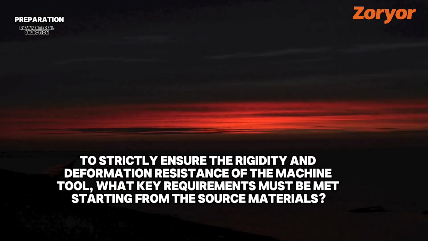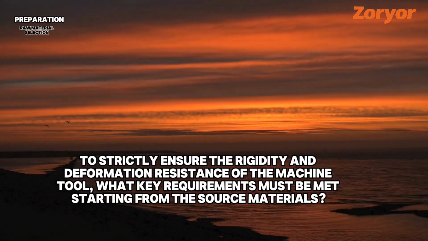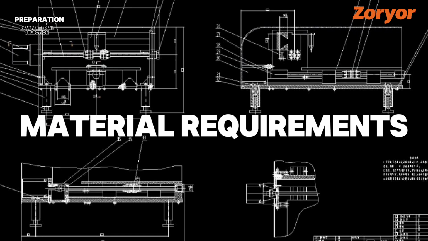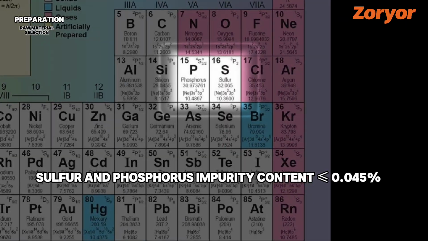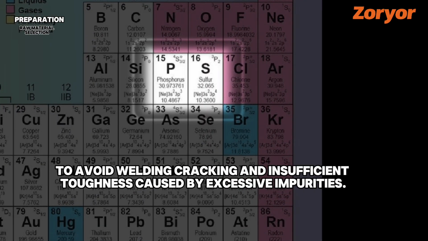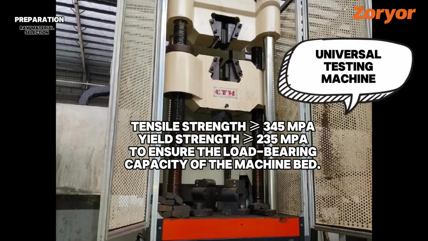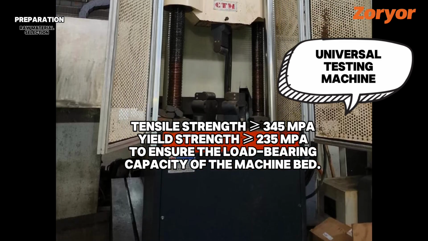To strictly ensure the rigidity and deformation resistance of the machine tool, what key requirements must be met starting from the source materials? Material requirements. Carbon content controlled at 0.12-0.20%, sulfur and phosphorus impurity content ≤0.045% to avoid welding cracking and insufficient toughness caused by excessive impurities. Tensile strength ≥345 megapascals, yield strength ≥235 megapascals to ensure the load-bearing capacity of the machine bed.